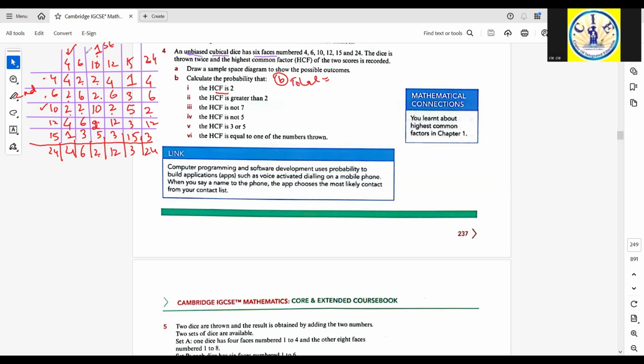This is 1, 2, 3, 4, 5, 6. So 6 times 6, that is 36. So for part 1, probability that HCF is 2, 10 times out of 36 times. So the probability is going to be 2 5s are 10, 2 18s are 36, 5 by 18.